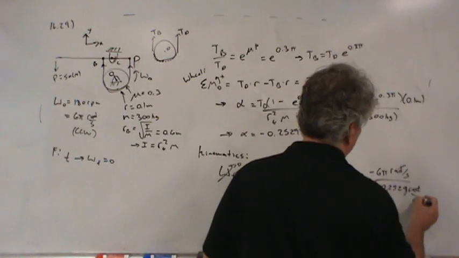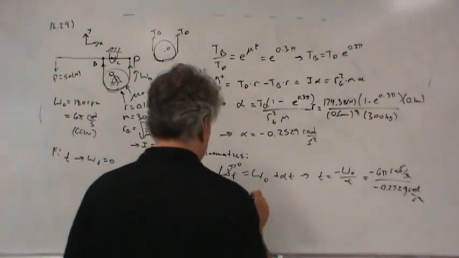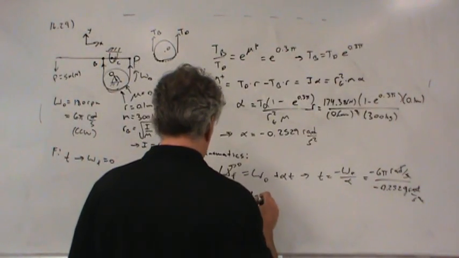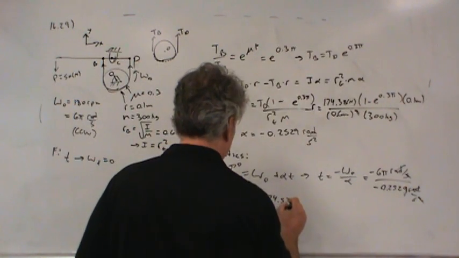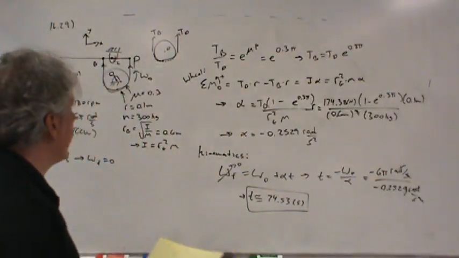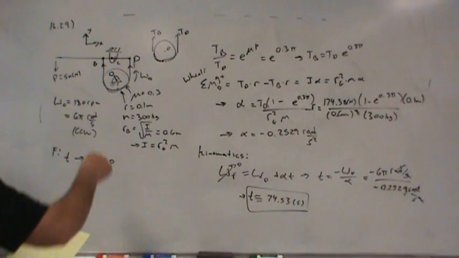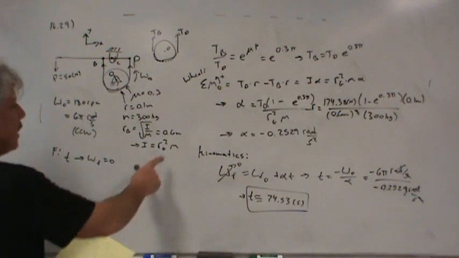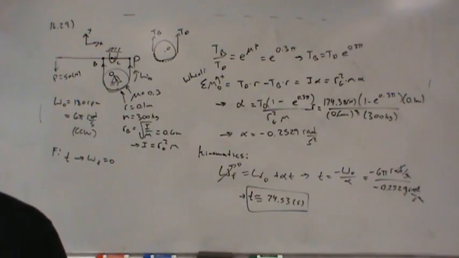Obviously, the radians go away for free, and one of the seconds goes away, so we just get seconds out of this. And I got a time of about 74.53 seconds for how long it takes. So it takes over a minute, even with 50 newtons of force, for this wheel to slow down because it has a decent radius of gyration and a decent mass. So it has a fairly large moment of inertia.